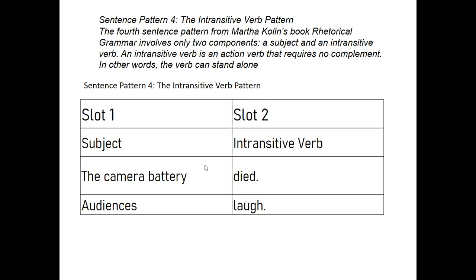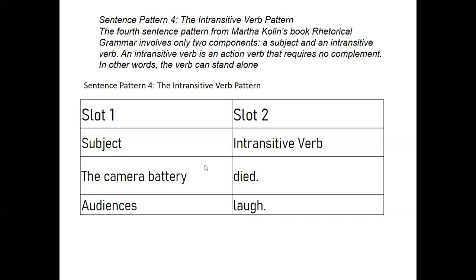Please note that died and laugh can stand alone. They could certainly be accompanied with modifiers too. For example, the battery could have died suddenly, or audiences could laugh at the joke. But the adverb suddenly and the prepositional phrase at the joke, both functioning as adverbials, modify the verbs they follow.